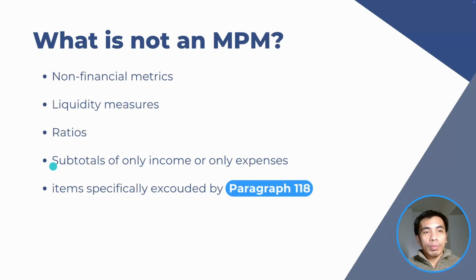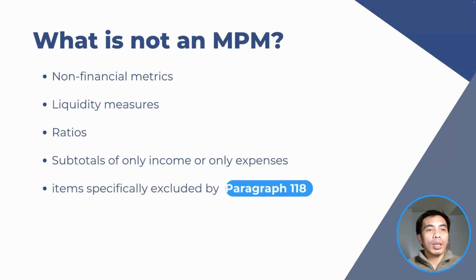You have what is not an MPM, subtotals of only income or only expenses. For example, net revenues or total operating expenses. It should be a subtotal of both income and expenses. And last but not the least, items specifically excluded by paragraph 118. This one we will be discussing one by one. What are the items that paragraph 118 is specifically excluding?